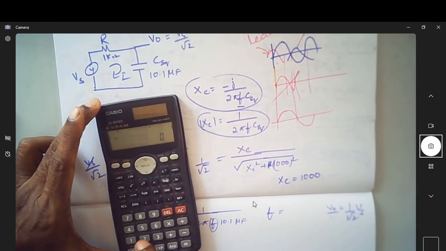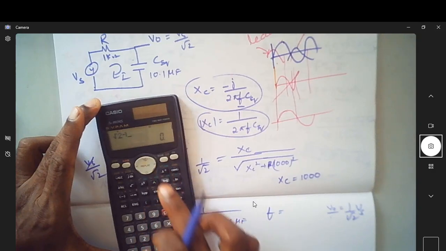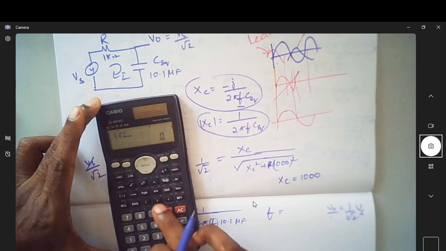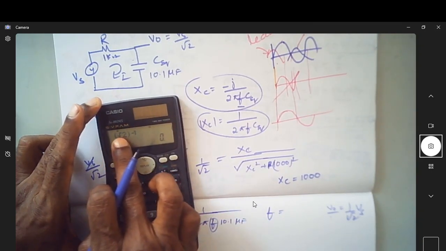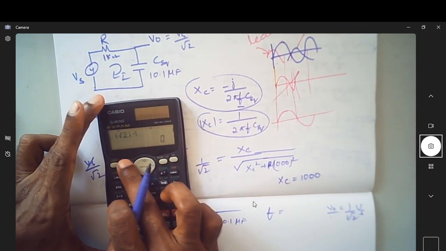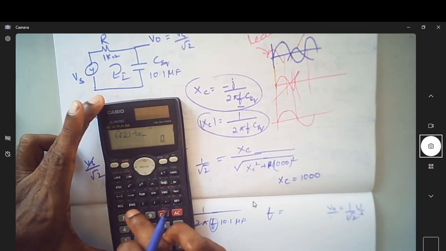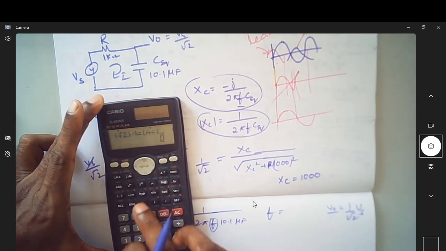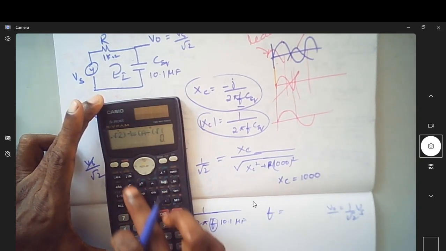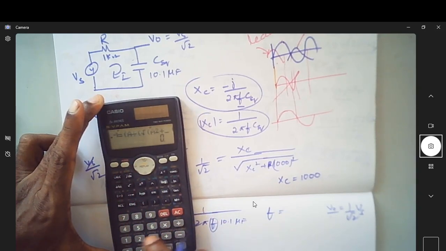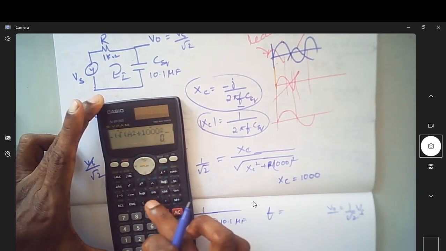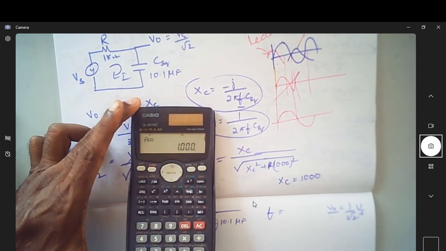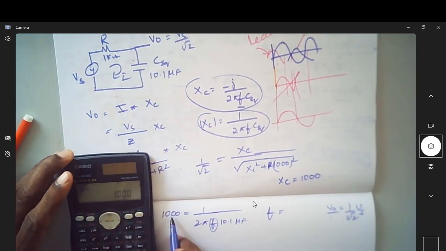So maybe you can say root 2 inverse, which is 1 over root 2. Alpha equals alpha a divided by the square root of alpha a square plus 1000 square. Shift calculate. You can see a is coming out to be 1000. That a is nothing but XC. So that's what we are doing now.